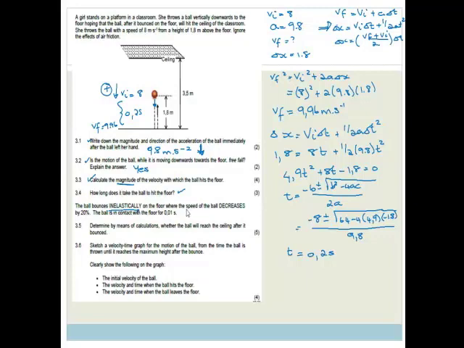Now it says the ball bounces inelastically on the floor, where the speed of the ball decreases by 20%, and the ball is in contact with the floor for 0.01 seconds.